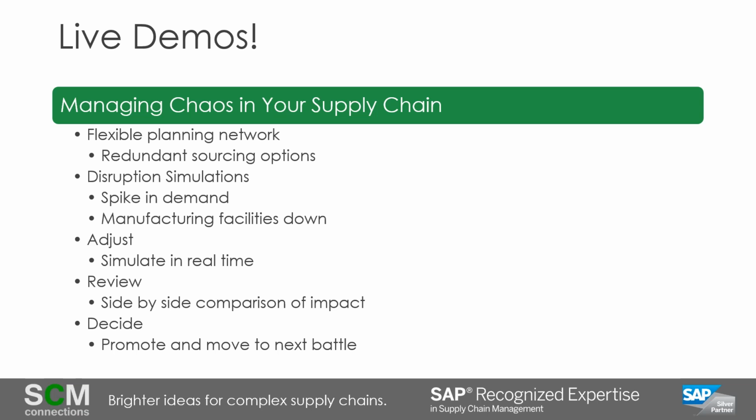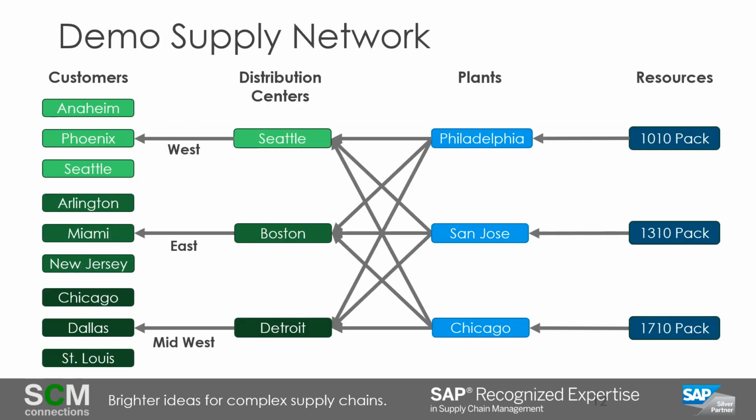So with that, I'll just quickly walk through a visual diagram of the supply network that we're going to demo today. So all of these are in this demo based in the US, but again, it doesn't matter. This is just the data. You could have these based all across the world. The only thing that would be any different would probably be the lead times. So in this instance, we have customers in the West, East, and Midwest portions of the United States, and they are serviced by distribution centers located in Seattle, Boston, and Detroit.